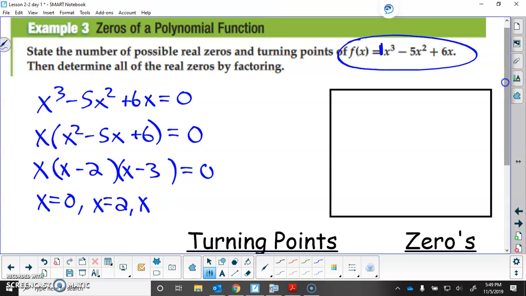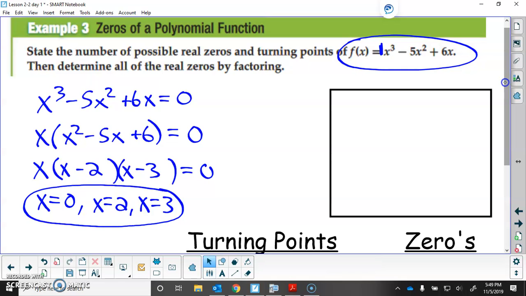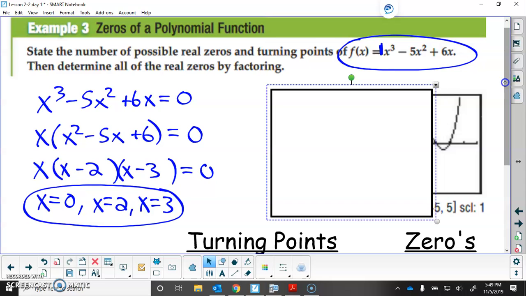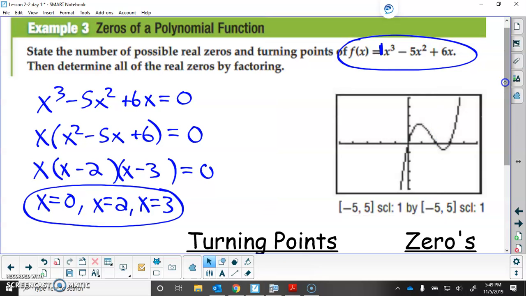And so when we look at the graph, we should see 3 x-intercepts. Okay, sure enough, we can see it crossing the x-axis at 0, 2, and 3.